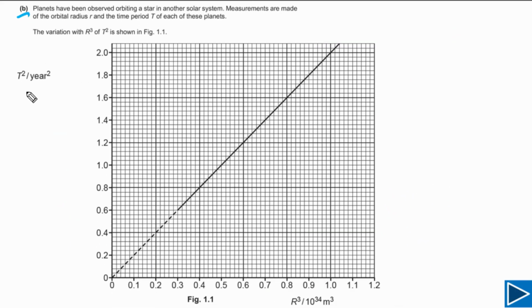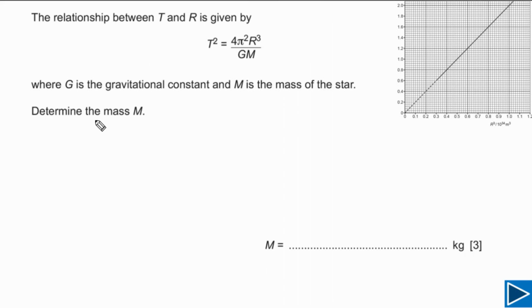For part B, the graph between T square and r cube is given to us, and we will be using this graph to answer part B. So let's move on to next page and try to answer next question. For part B, the question is asking us to determine the mass capital M, meaning to calculate capital M. But the graph between T square and r cube is given.